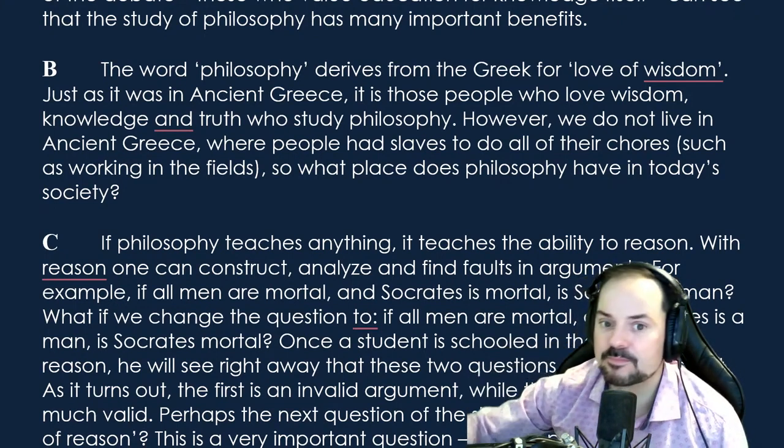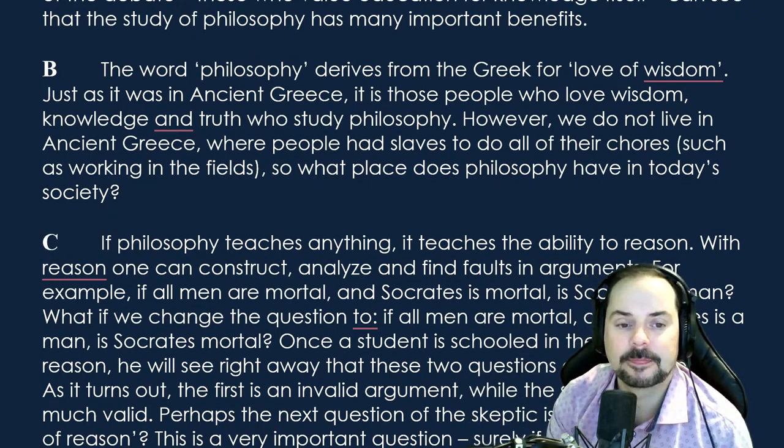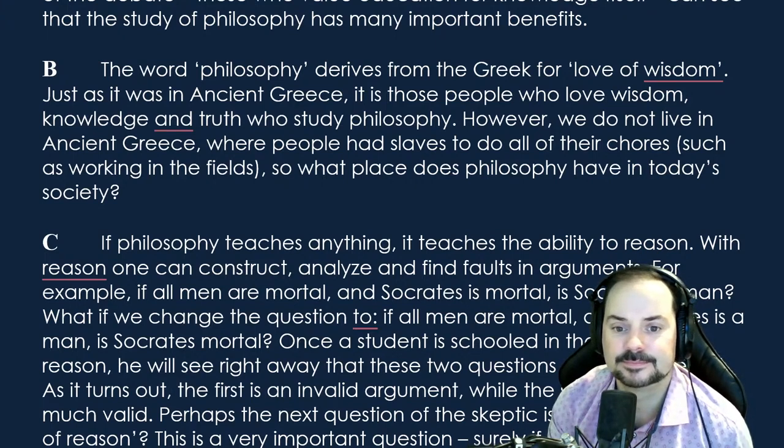The word philosophy derives from the Greek for love of wisdom. Just as it was in ancient Greece, it is those people who love wisdom, knowledge, and truth who study philosophy. We do not live in ancient Greece, where people had slaves to do all of their chores, such as working in the fields. So what place does philosophy have in today's society?